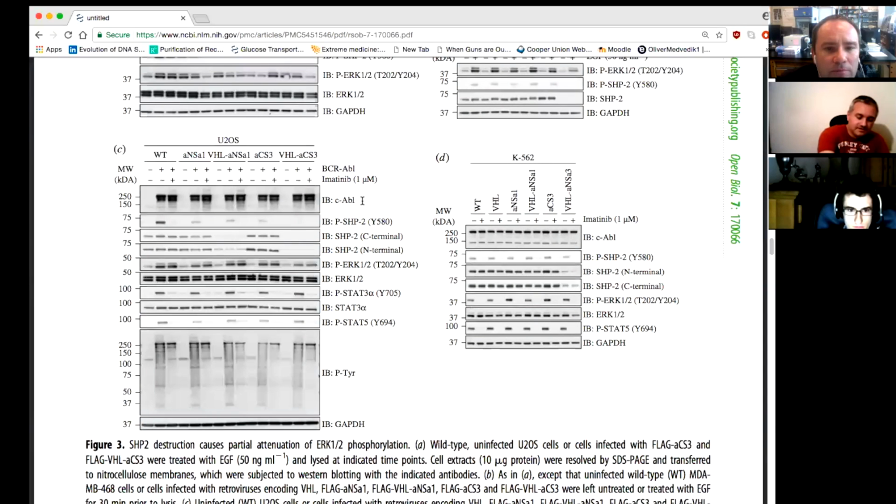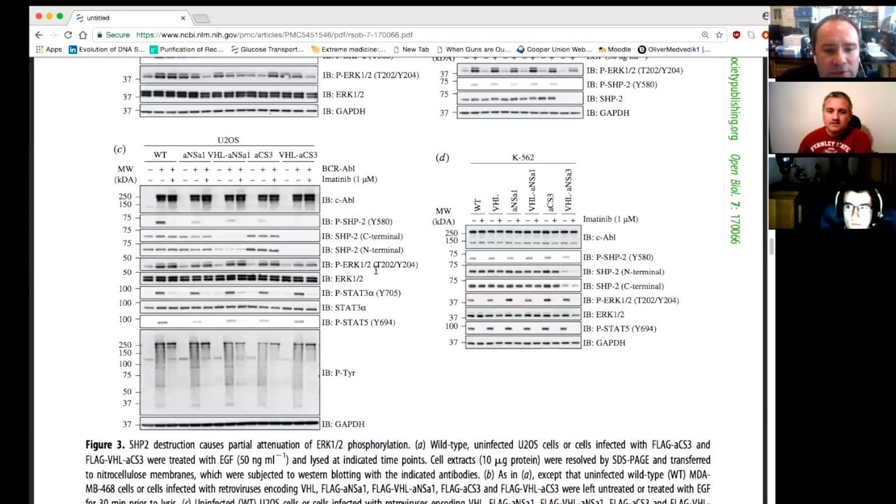So C-ABL, right, immunoblot. So no BCR-ABL added, obviously there's none. You add it, there it is. Add BCR-ABL, SHP2 is highly phosphorylated, and then it goes down when you add imatinib. And if we go to just the ACS3, which is our control, you notice SHP2 is still phosphorylated, but when you add the VHL ACS3, SHP2 is gone, and also obviously the phosphorylated variant is gone.